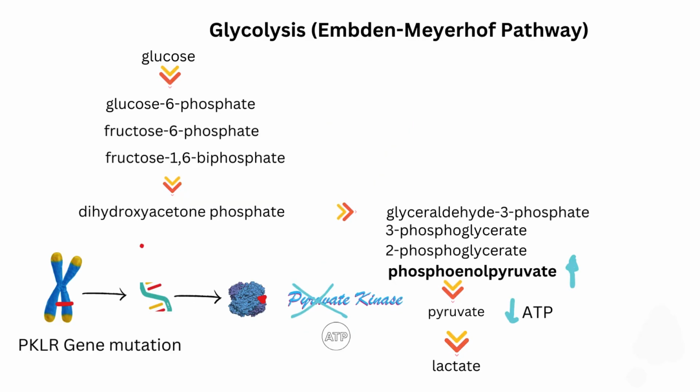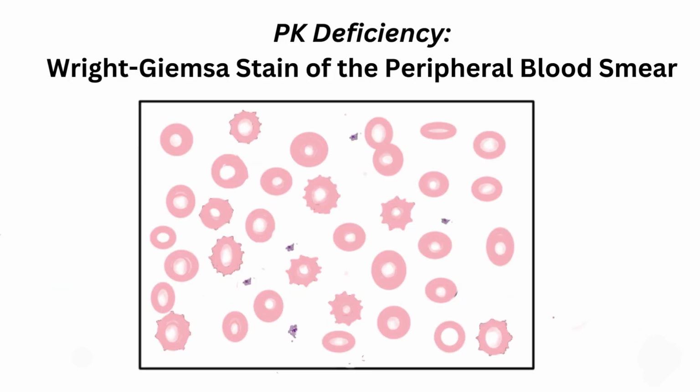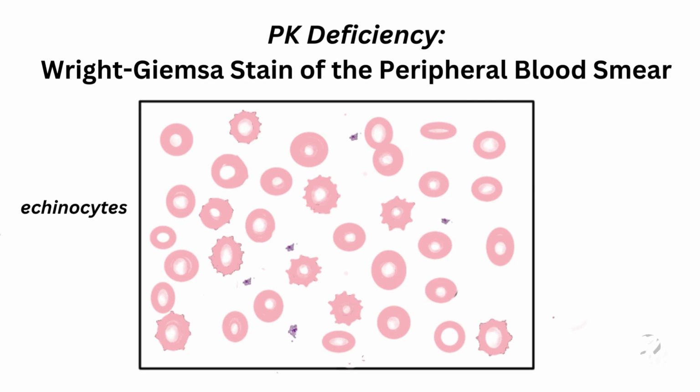In general, when there is an enzyme deficiency, the products are deficient and you have substrates backing up, and both may cause problems with the pathophysiology. What do you expect to see in the peripheral blood smear of a patient with PK deficiency? They resemble echinocytes with the sea urchin spikes.